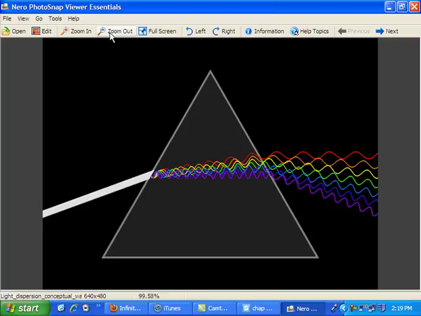A little thing here that kind of shows. Oh, that's more of a picture. So you can see the red wavelengths, which are longer, bend less than the violet, which are shorter wavelengths.